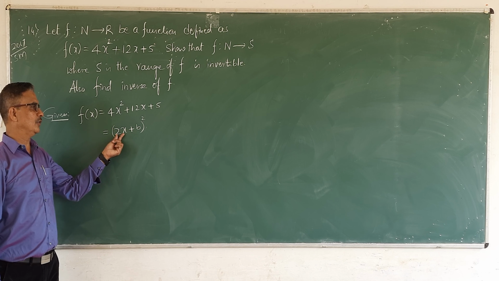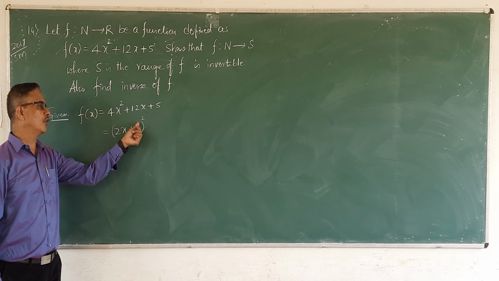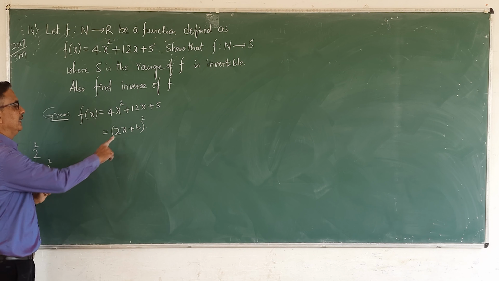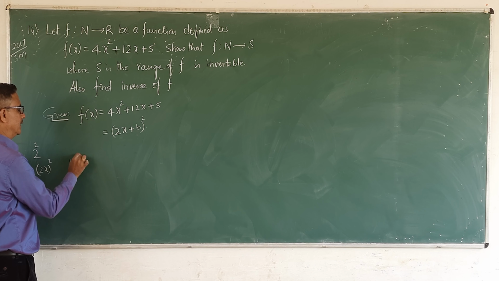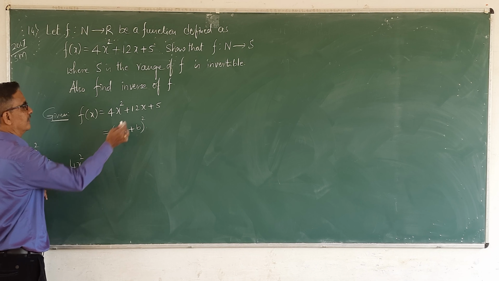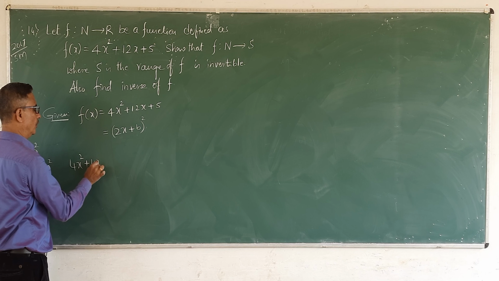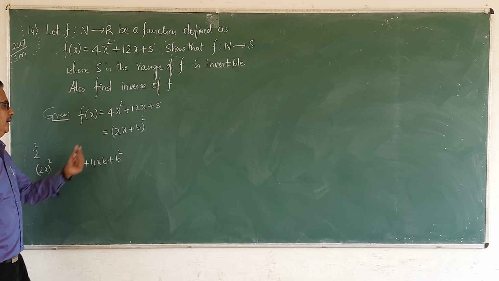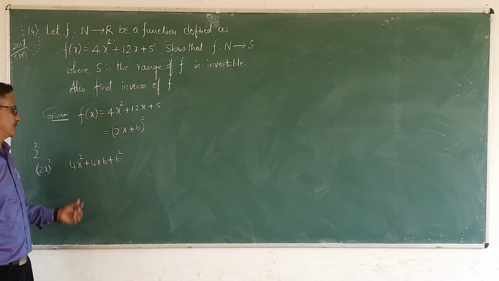4x square is nothing but (2x) whole power 2, that is 4x square, plus another number, call it b, (a plus b) whole power 2. What is the value of b? Expand it. In the expansion we have (a plus b) whole power 2: a square, that is 4x square, plus 2ab, 2 into 2x, 4x into b, plus b square. Right? In the expansion we have 4x square plus 4x into b plus b square.